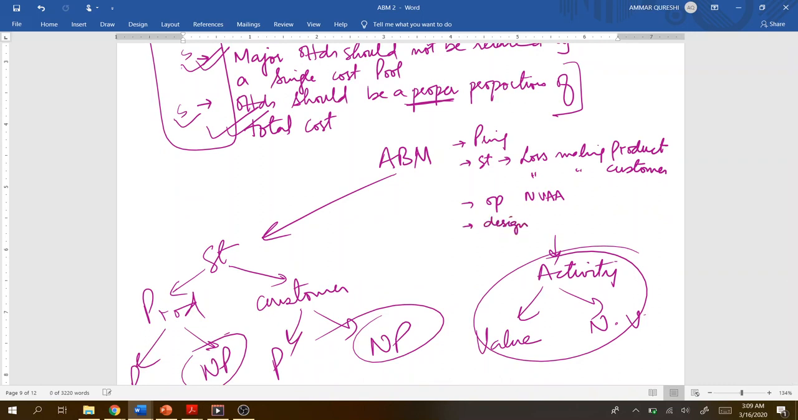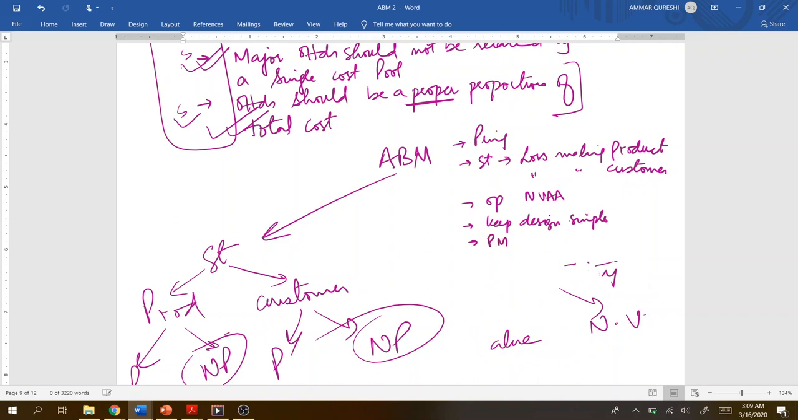We can redesign the product. We can try to keep the design simple in order to reduce this bespoke cost. We can try to have some standard products. ABM can also help the division improve the performance of the company. Performance measurement is also important. So if you want to analyze performance for the employees, that part can be improved.